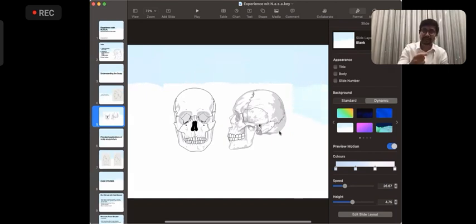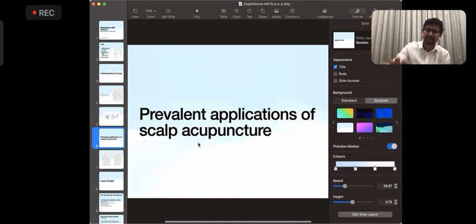So that should give us a clue that the entire margin of the head is very important if we want to tap into that chi. So, with this in mind, let us go ahead and understand what are the prevalent applications of scalp acupuncture as of today.